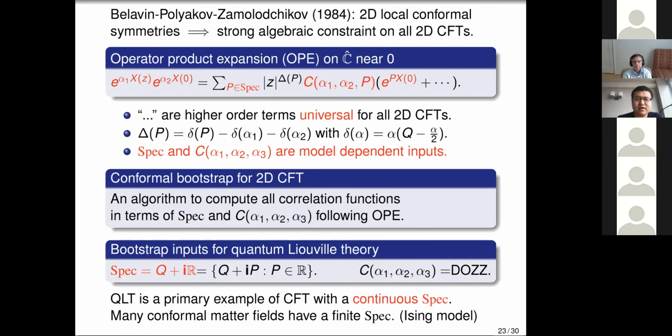For the quantum Liouville theory, the basic input is given by these two. The 3-point function is simply this DOZZ formula from the previous slides, and this set is given by Q plus iR. So the quantum Liouville theory is a primary example of a conformal field theory with a continuum spectrum. Many of these conformal matter fields in the quantum gravity context only have a finite spectrum. The most famous example is just the Ising model.